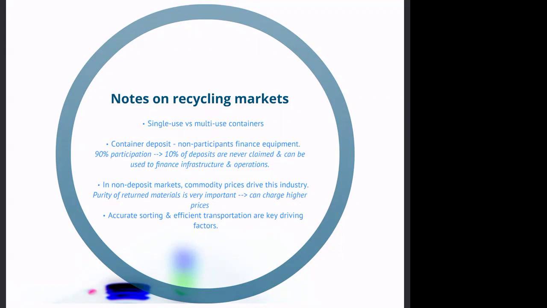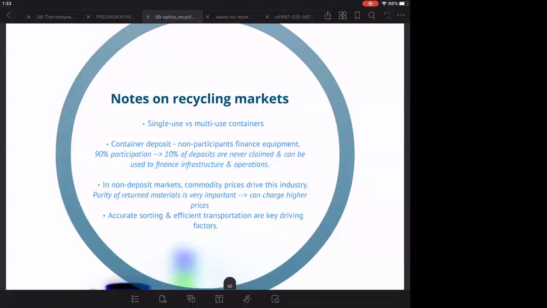And that interesting situation means that the fact that I don't participate in the system, I can actually finance all the operations. It's actually quite a large amount of money. So if you have 90% participation, 10% of deposits are essentially profit, right? Then they're used to finance infrastructure and operations. In non-deposit markets, like in Utah, for instance, we don't have deposits. The commodity prices essentially drive the industry. So the purer the plastic or aluminum is, the higher the price you can charge for it. Accurate sorting and efficient transportation are key driving factors. So these are all important business inputs that will drive the technology.